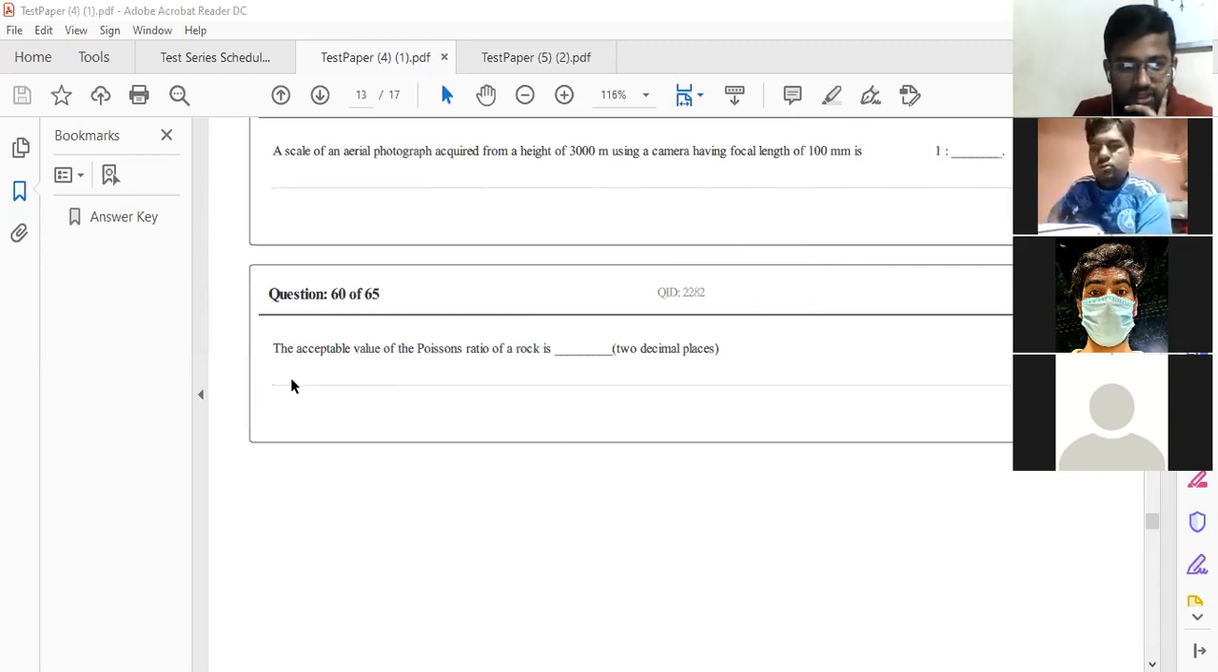Next, the acceptable value of Poisson's ratio of a rock is... Okay, you need to learn this value. It is 0.25. This is the standard value, 0.25. Sir, for any rock? Yes.